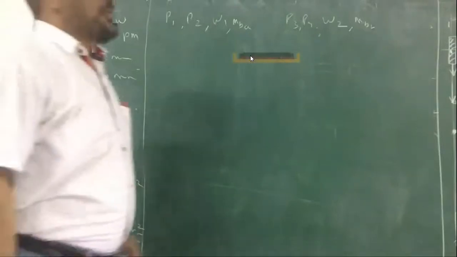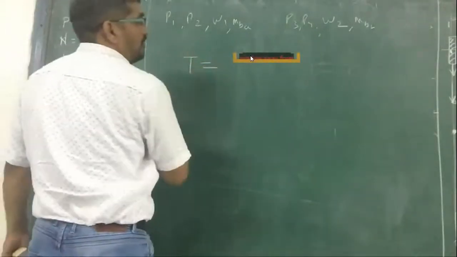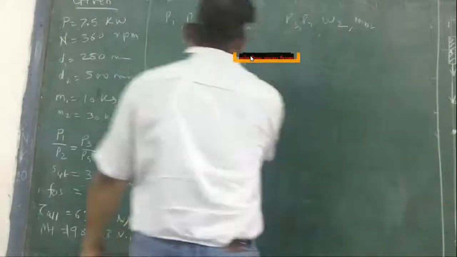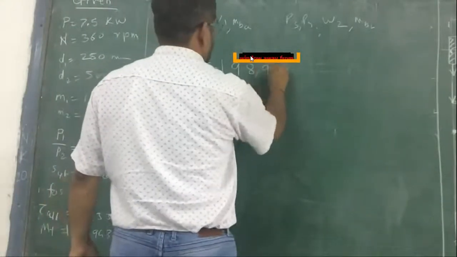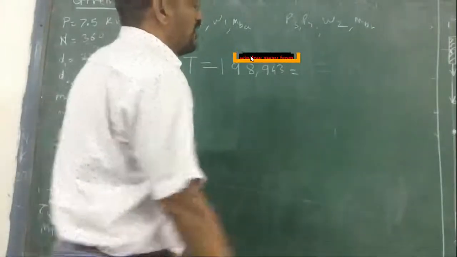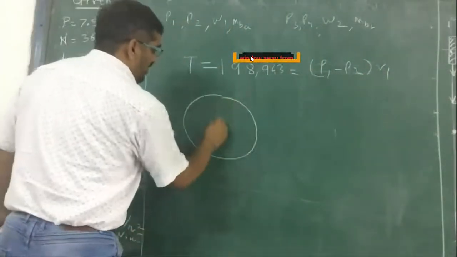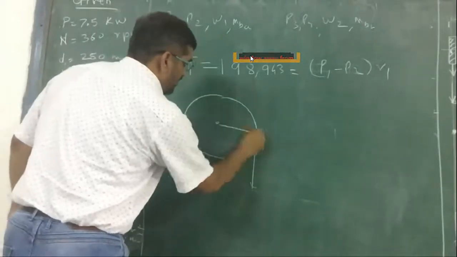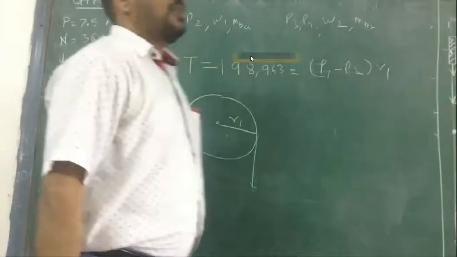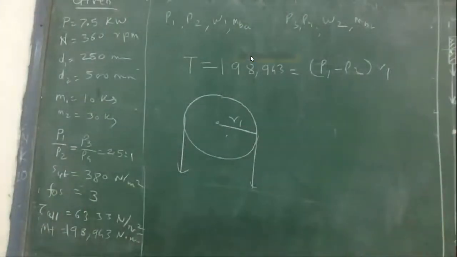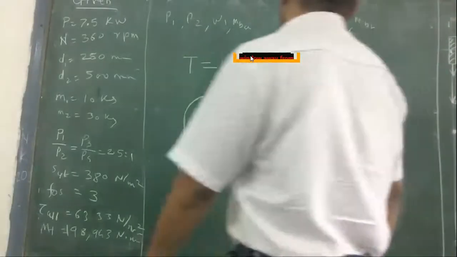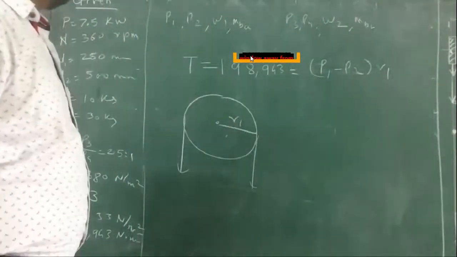The torque T is the same throughout. It is 198,943 Newton mm, and it is equal to (P1 minus P2) into R1. R1 is the radius of this pulley, where this is P1 and this is P2. So the torque is basically (P1 minus P2) into R1. That is the torque acting on the diameter.